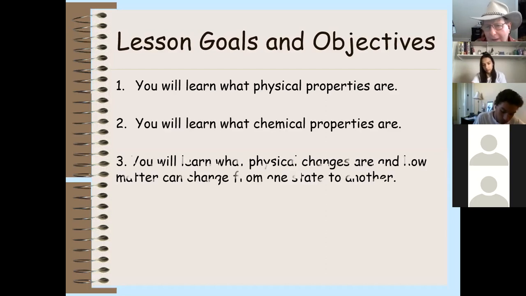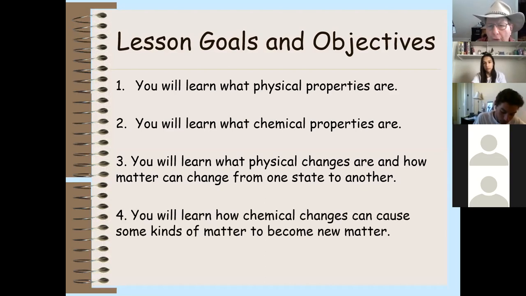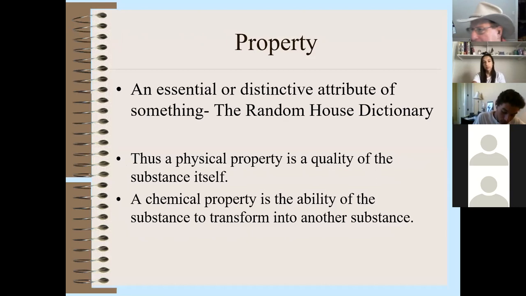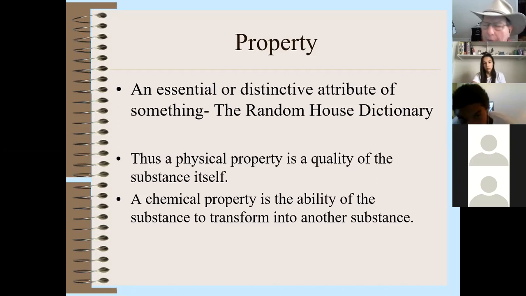You'll learn what physical and chemical properties are, and you'll learn how to distinguish physical changes from chemical changes. That's all we're doing in this particular slideshow. A property is nothing more than a trait, an attribute, a characteristic. When we're talking about a physical property, we're talking about the characteristic of that substance. A chemical property is the ability to transform into another substance. It hasn't occurred yet. It just could occur.